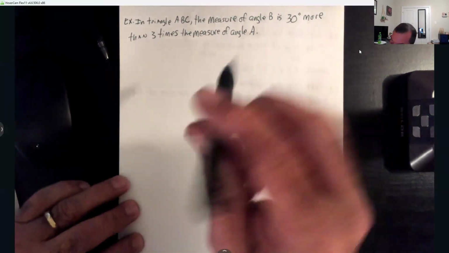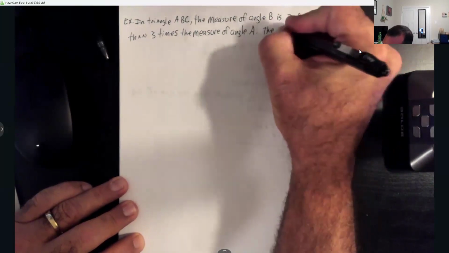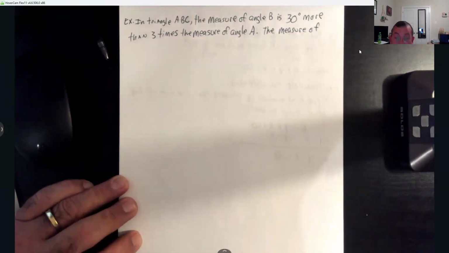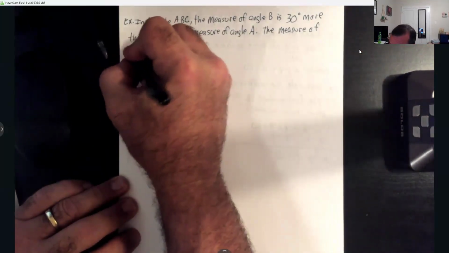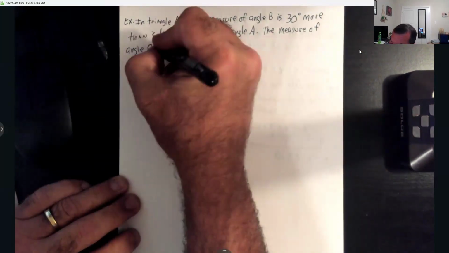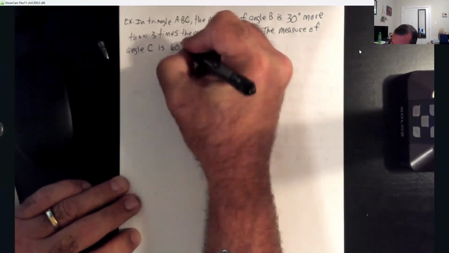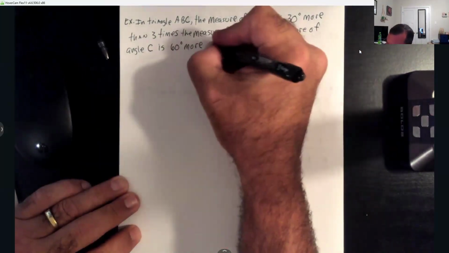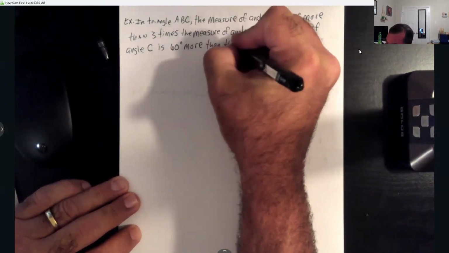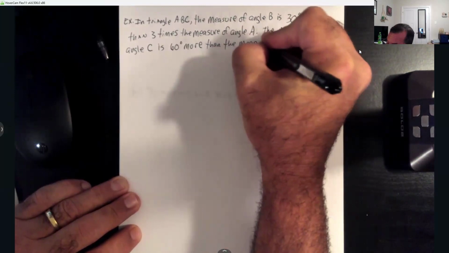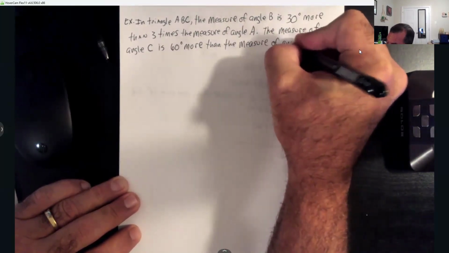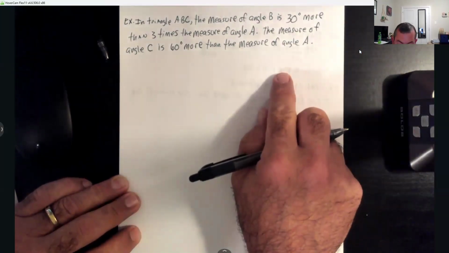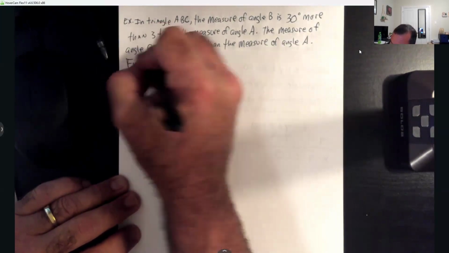Then it tells me the measure of angle C is 60 degrees more than the measure of angle A. So then, y'all, they say, find the measure of each angle.